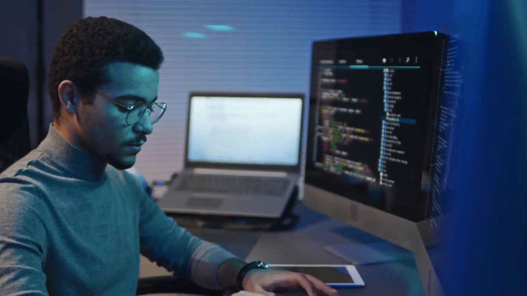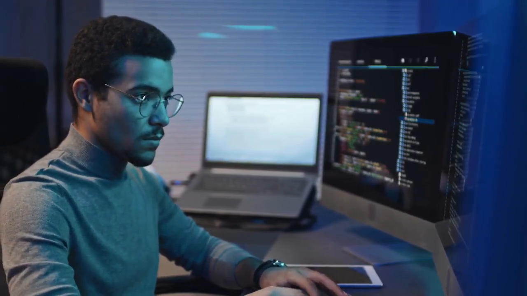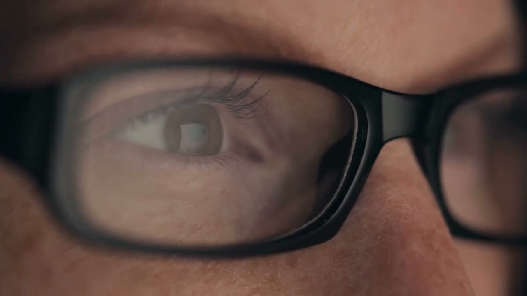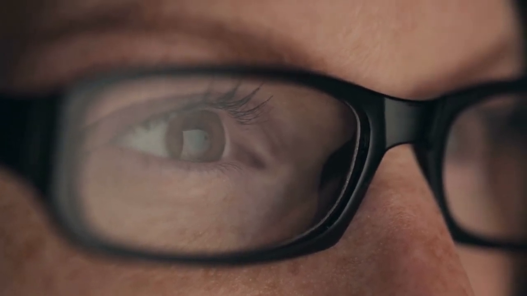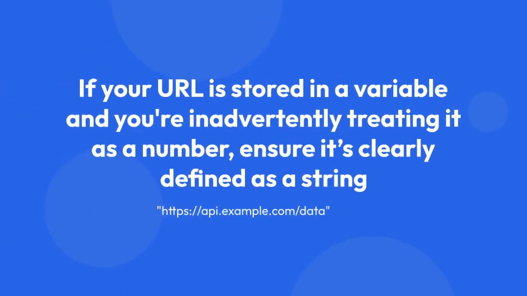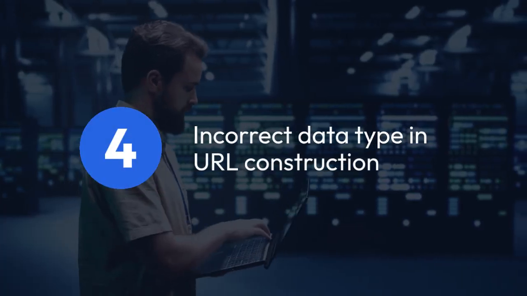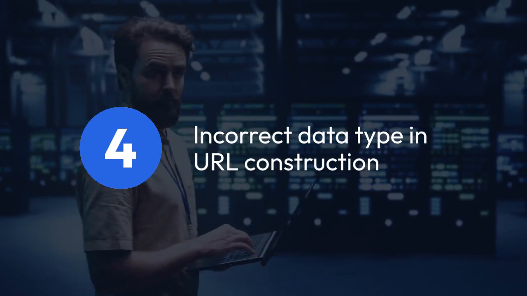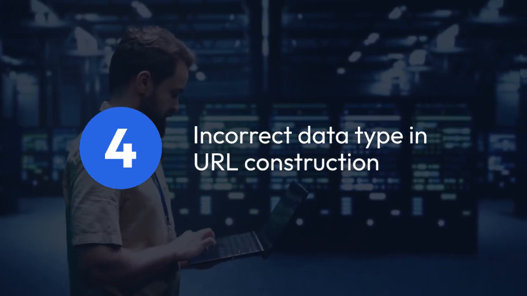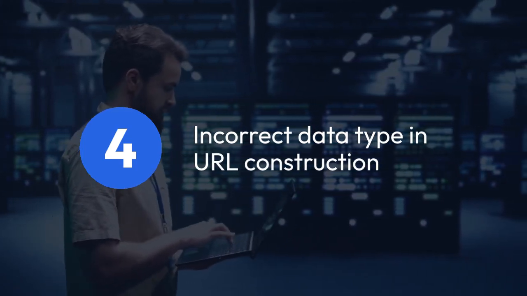3. Using a number instead of a string. The fetch function expects a string representing the URL. If you're accidentally passing a number, it will throw this error. For example, if your URL is stored in a variable and you're inadvertently treating it as a number, ensure it's clearly defined as a string, like https://api.example.com/data.